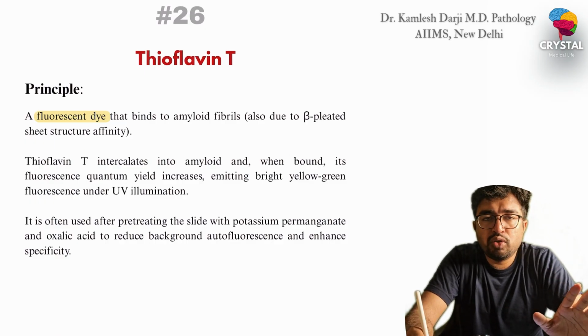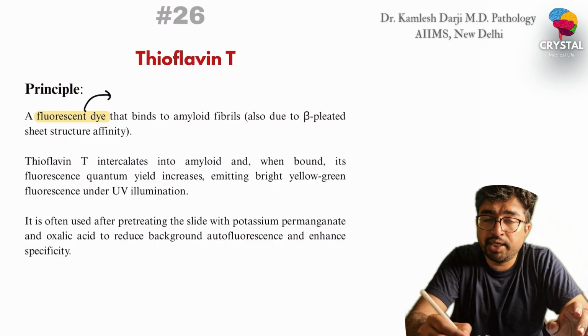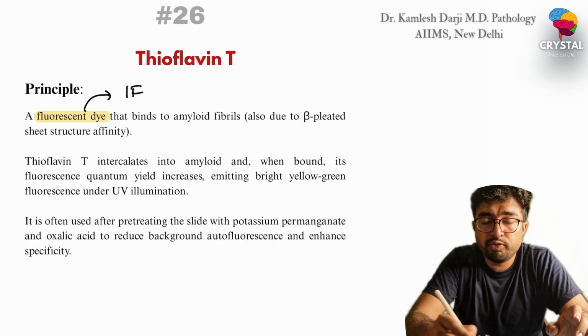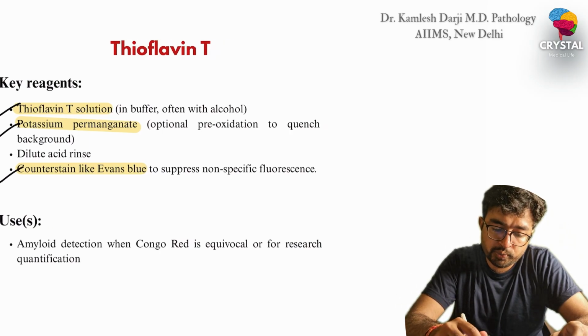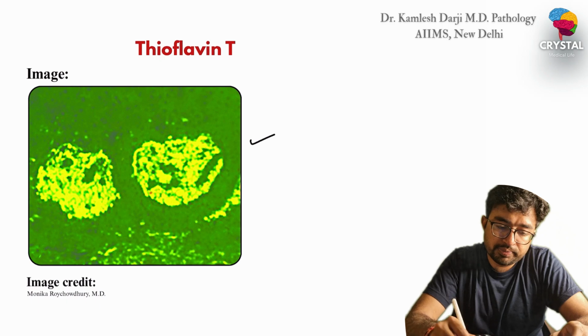Next one is thioflavin T. This is also an amyloid stain, same mechanism, but this is a fluorescent dye. So you have to use immunofluorescent microscopy. Key reagents are thioflavin T, potassium permanganate, and counterstain Evans blue. So it looks like this.